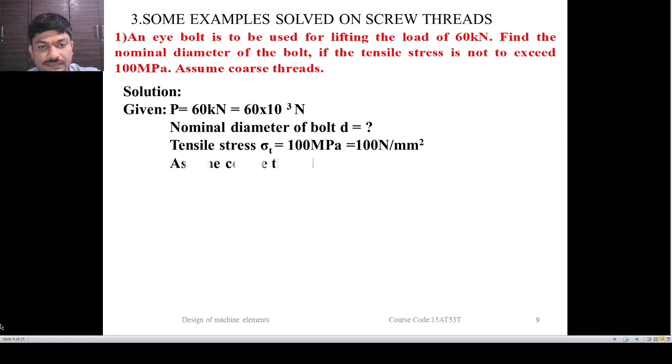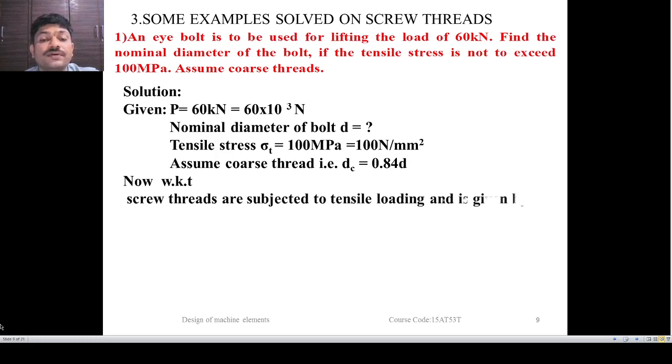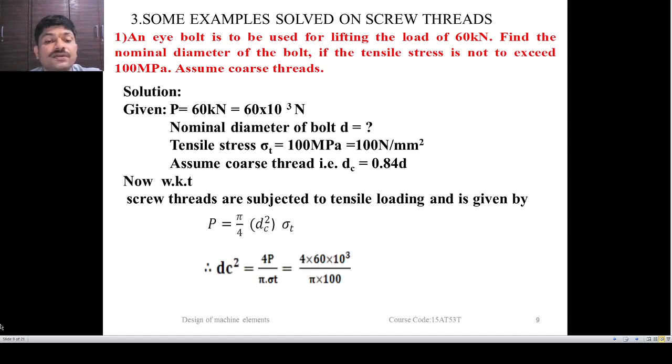Assume coarse thread. As we discussed in the beginning, when bolts are subjected to tensile loading, it is given by the equation P is equal to pi by 4 dc square into sigma t. Now substitute the values: P is equal to 60 into 10 raised to 3, pi by 4 as it is, dc square as it is, sigma t is 100 Newton per mm square. Rearranging for dc square, dc square is equal to 60 into 10 raised to 3 into 4 divided by pi into sigma t.